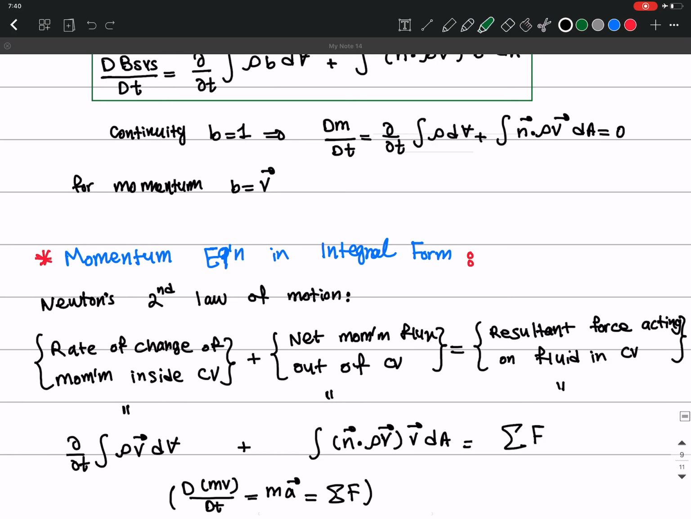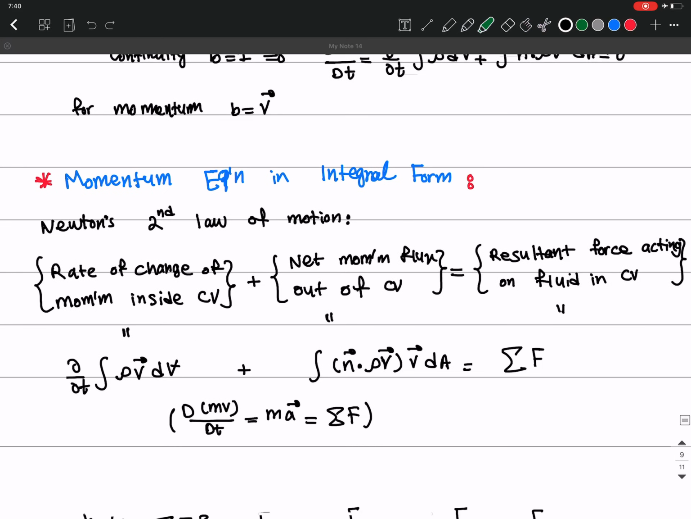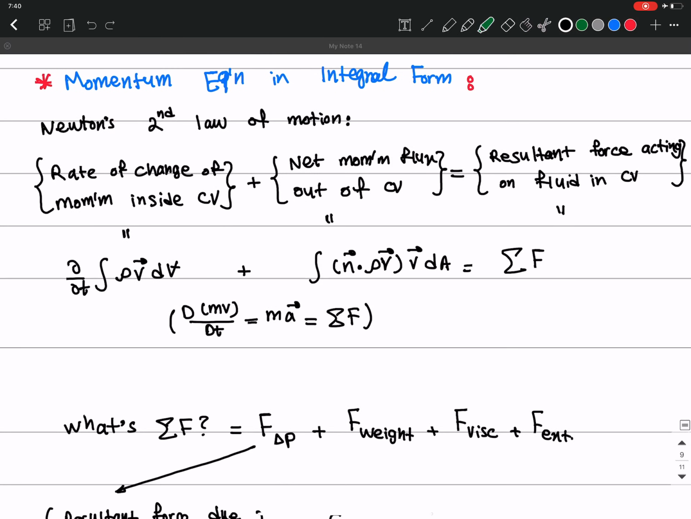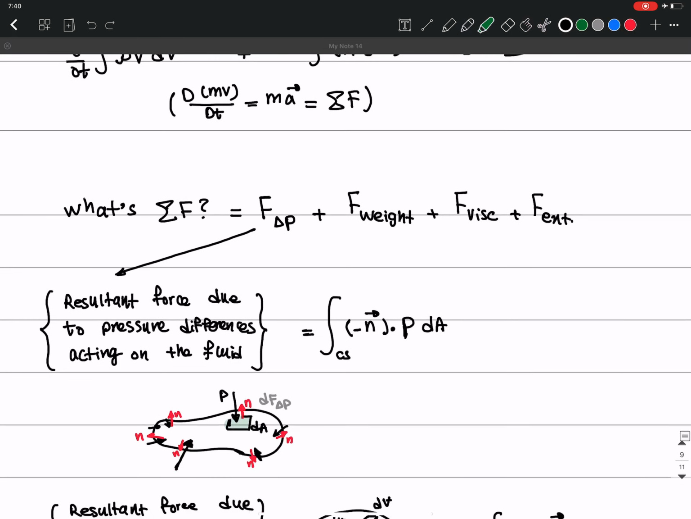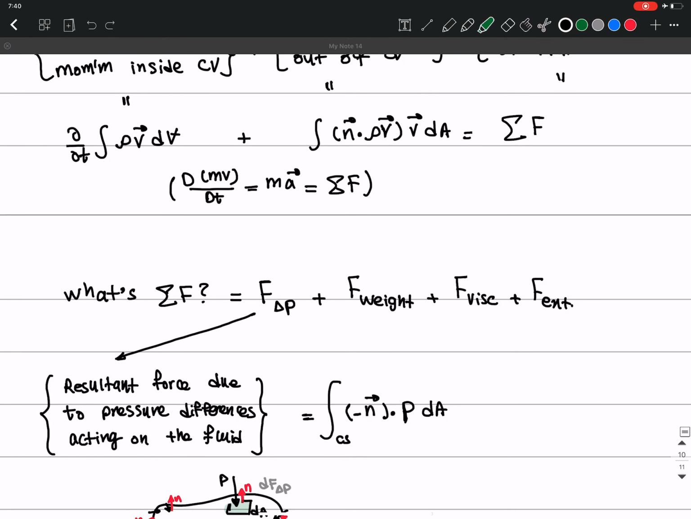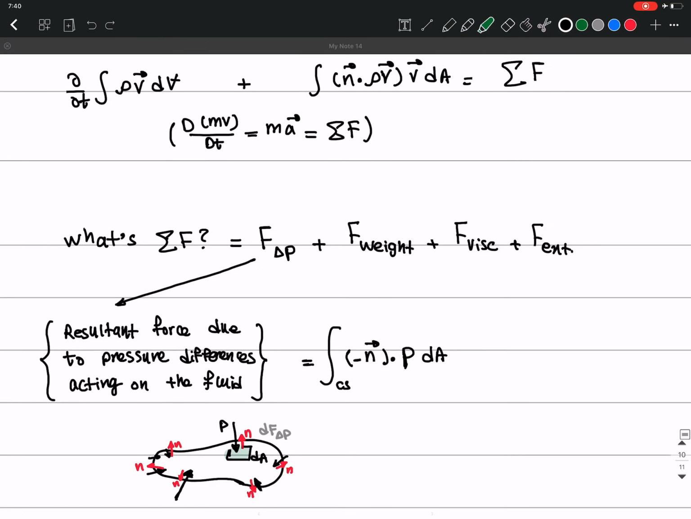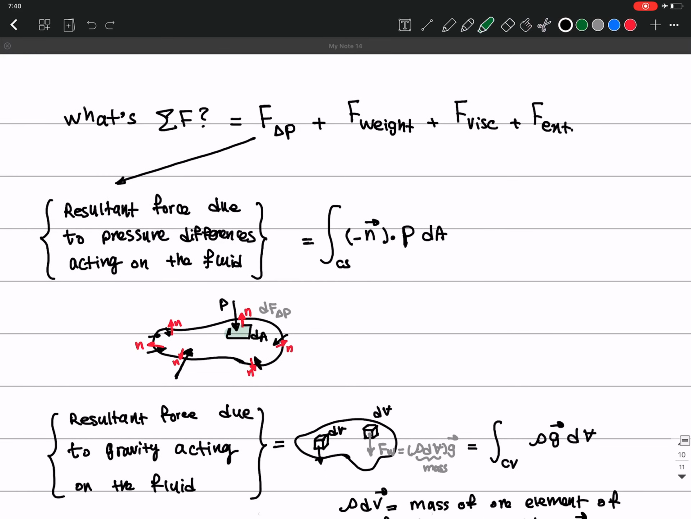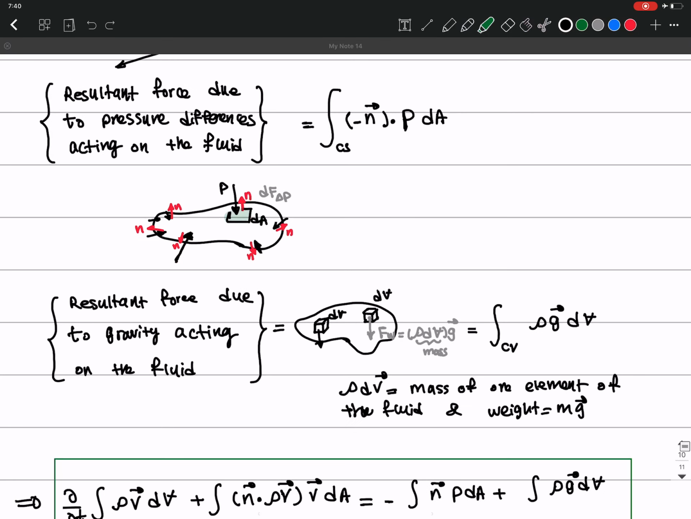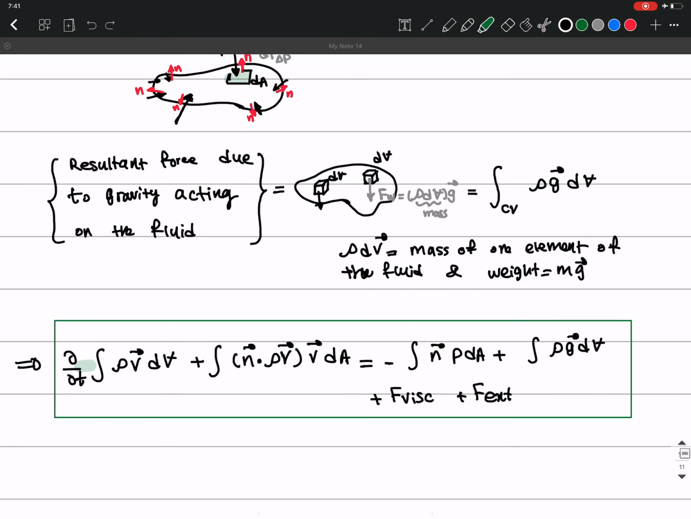So I used Newton's second law of motion to derive the momentum equation. We wrote Newton's second law for a control volume, and we found it equals the sum of the resultant forces. So we wrote the important forces that act on a fluid control volume. The first one is the pressure force, which is going to be the pressure in integral form. And also this is going to be the weight of the fluid. And so we found this general formula, which is the momentum equation in integral form for fluids.